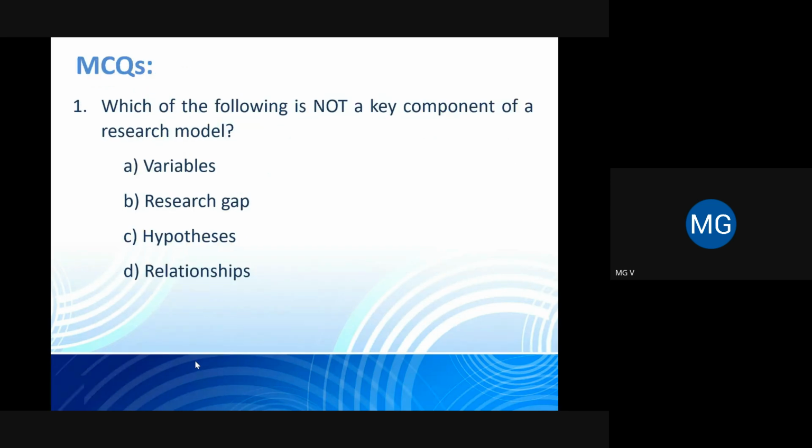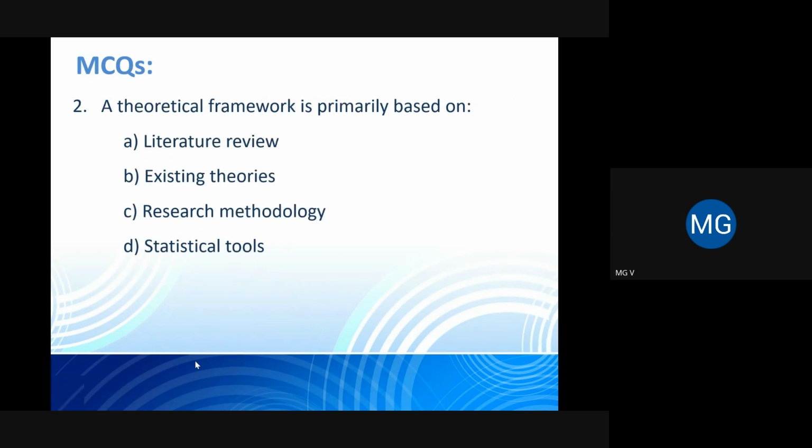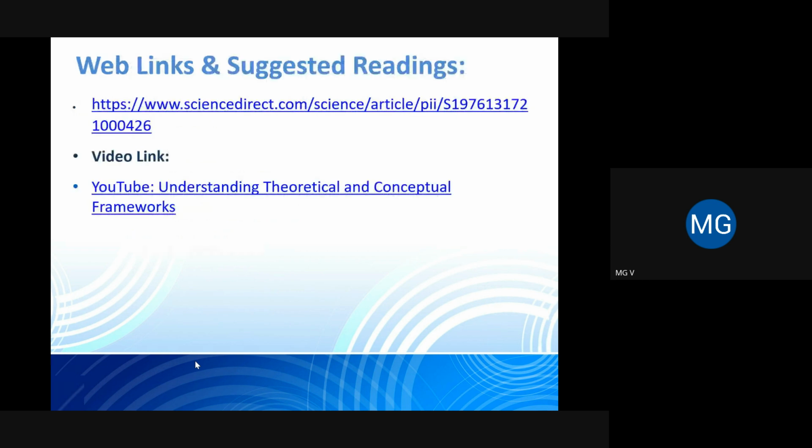Which of the following is not a key component of a research model? Variables, research gap, hypothesis, or relationships? Research gap. Yes, research gap. Right. A theoretical framework is primarily based on literature review, existing theories, research methodology, or statistical tools? Yes, it is existing theories. Okay, it is B, existing theories. The name itself specifies. So here are the web links.